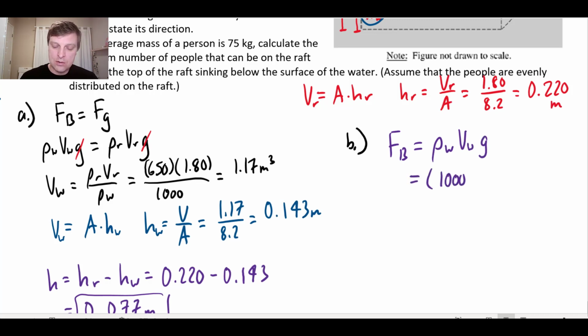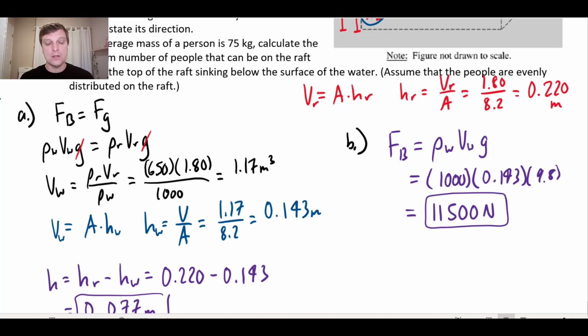So I've got 1,000 for my density. And the volume of water displaced I found earlier in that first part. So 0.143. And I multiply that by G. And I end up with quite a bit of buoyancy force. We end up with 11,500 newtons is my buoyancy force.